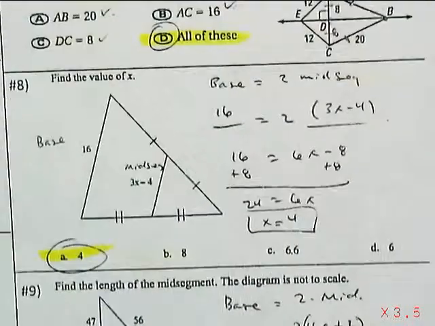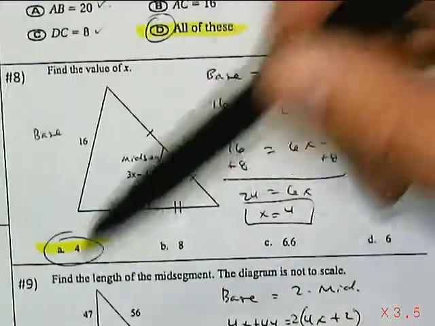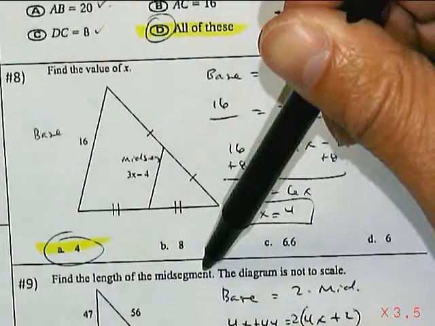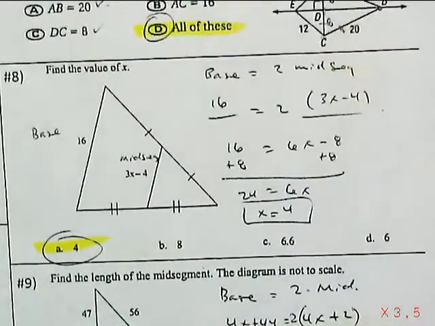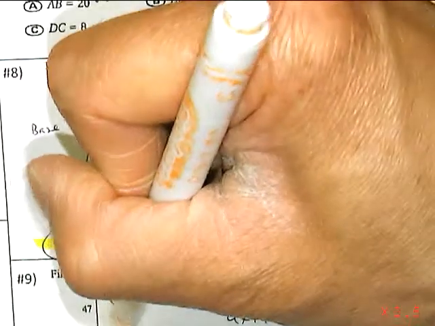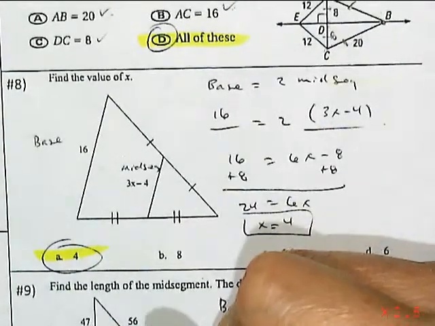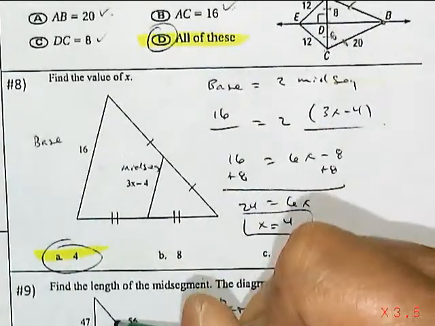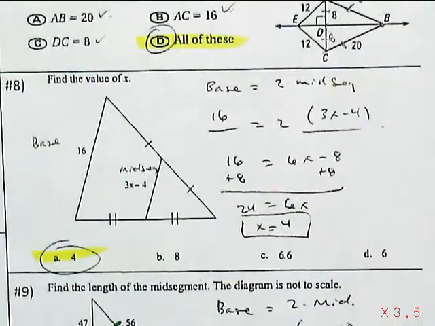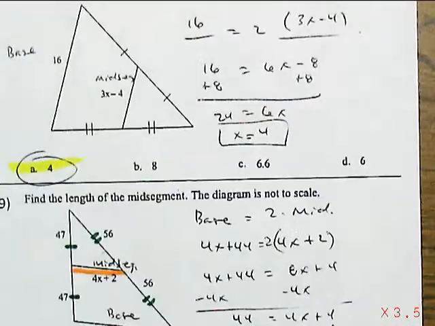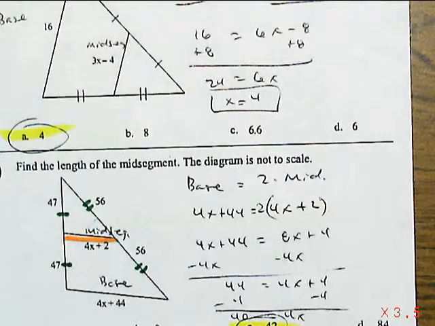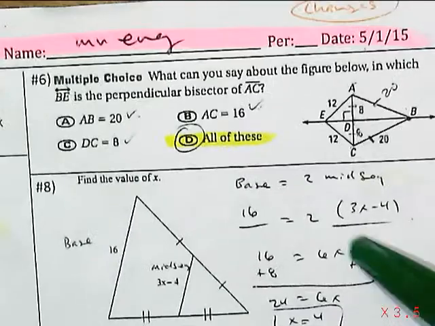Question number 8. Find the length of the midsegment. So it's already telling you this is the midsegment here, right? Let's just say you still didn't see that. You can also see, well, this is 47, and this is also 47, so you can make these marks. Sorry, doing the wrong problem. Go back. Number 8.